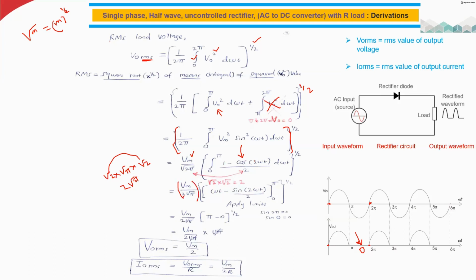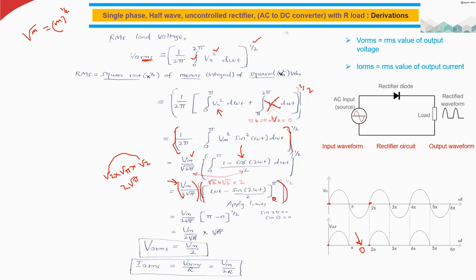Now I have 1 minus cos of 2 omega t. I have to integrate. So when I apply the integration formula, the constant, when you integrate, 1 becomes just omega t, minus cos 2 omega t. When you integrate, it becomes sine 2 omega t divided by 2. And the limit is 0 to pi, everything under the square root. Not this constant, because we already finished the square root of this constant side. This part is under the square root.